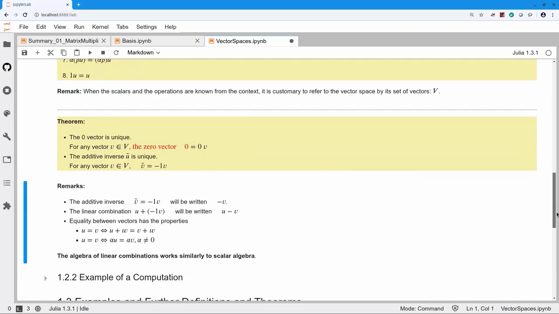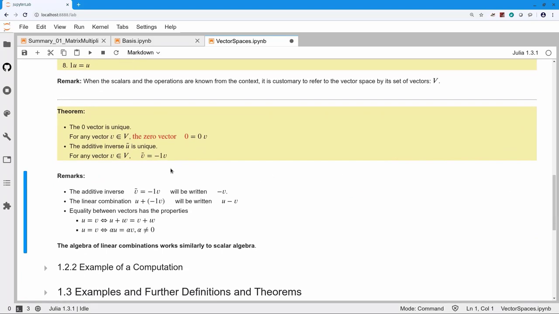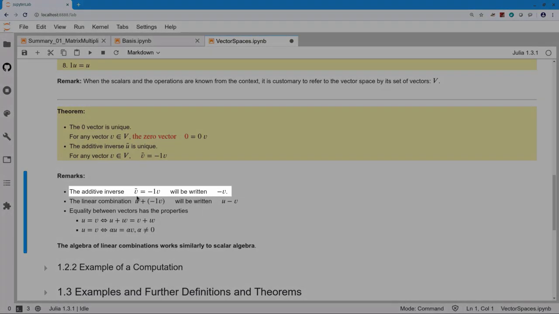The notation right now looks a little bit clumsy, so we'll simplify it. For the additive inverse, v tilde equal to minus 1 times v, we'll simply write minus v. Similarly, I can write u plus minus 1 times v, and again we'll simplify that to u minus v. So what we get out of the whole thing is that we have addition defined, but now we've also defined the difference between two vectors. It's just u plus the additive inverse of v.